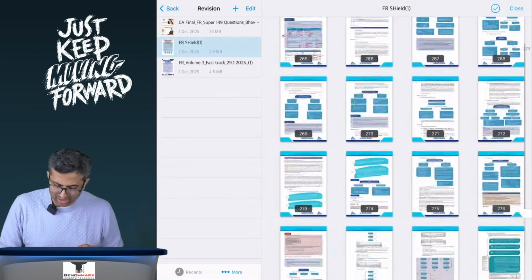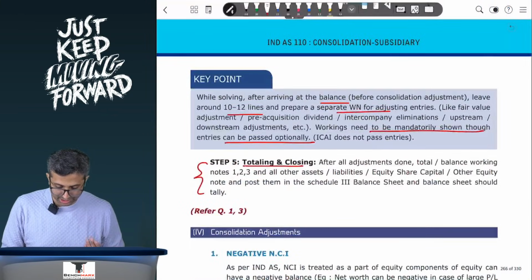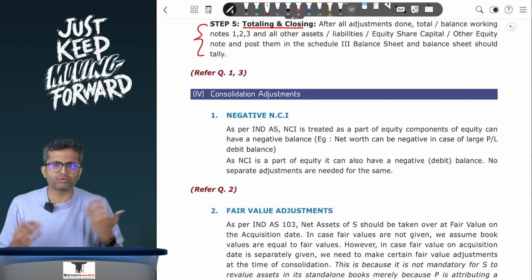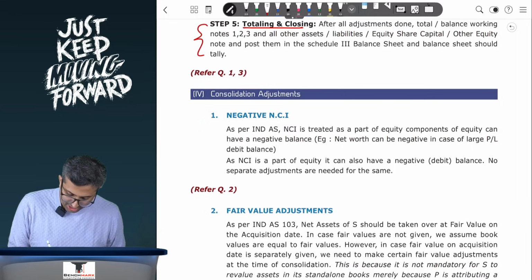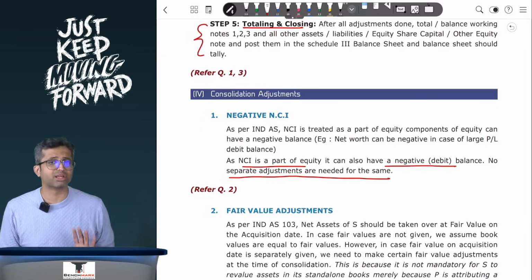So over here, if your company is making losses, and on account of those losses, the share in N.C.I. is turning up to be negative, under Ind AS, you don't have to worry. You can very well have a negative, that is a debit balance in the N.C.I. So as N.C.I. is a part of equity, it can have a negative or debit balance. No separate adjustments are needed for the same, and hence the adjustment is fairly basic.